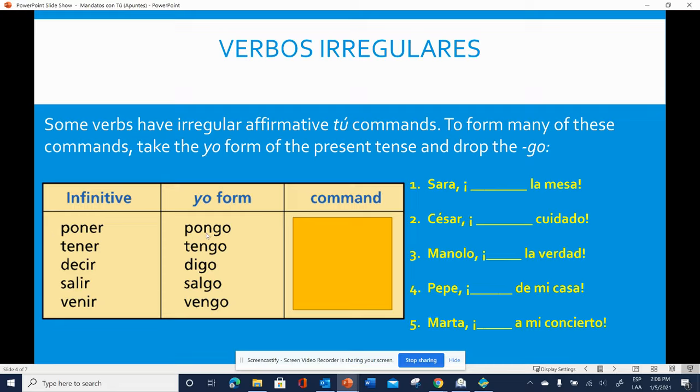And poner meant to place, to put, to set. If you remember what tener meant, it was to have. Decir means to say or tell. Salir means to leave. And then venir means to come.